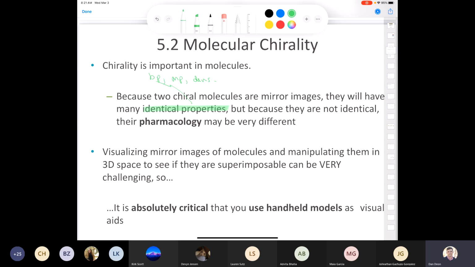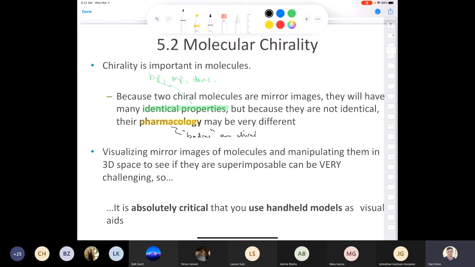But because they're not identical, their pharmacology is going to be very different, and that's important because our bodies are chiral, okay? The receptors on the cells in our body are chiral. So we'll put here bodies, so to speak, okay? Bodies are chiral, or the environment, okay? In our body, the biochemical environment in our body is chiral.